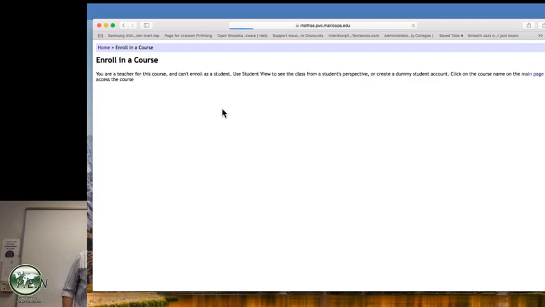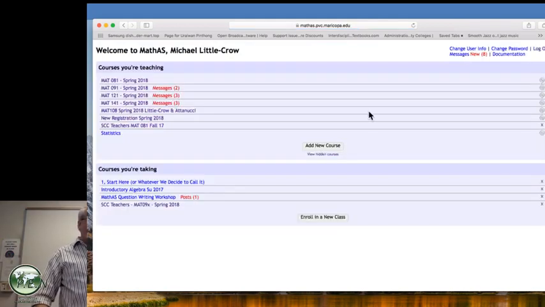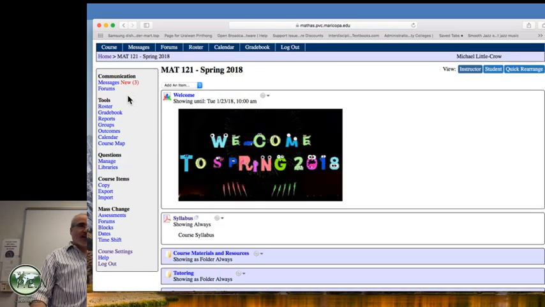You'll click sign up. I get the message that I'm an instructor, so I can't enroll. But you'll get the message that you've been enrolled in the class, and then when you go back to the main page here, you'll see Math 121 in your account. And so now you are enrolled for this class.